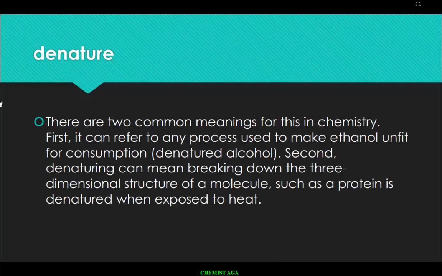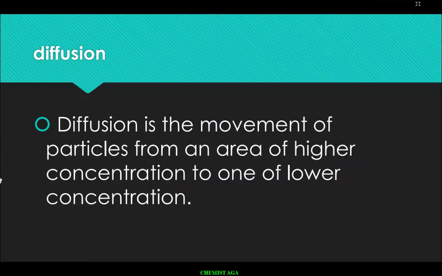Denature. There are two common meanings for this in chemistry. First, it can refer to any process used to make ethanol unfit for consumption, denatured alcohol. Second, denaturing can mean breaking down the three-dimensional structure of a molecule, such as a protein is denatured when exposed to heat. Diffusion. Diffusion is the movement of particles from an area of higher concentration to one of lower concentration.